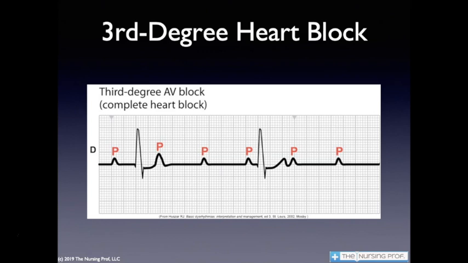Okay, let's take a look at all those P waves. We have P waves marching through all over the place, right? The P waves are much faster than the ventricular rate. So the P waves and the QRS complex have no relationship to each other. And that is a third-degree heart block.